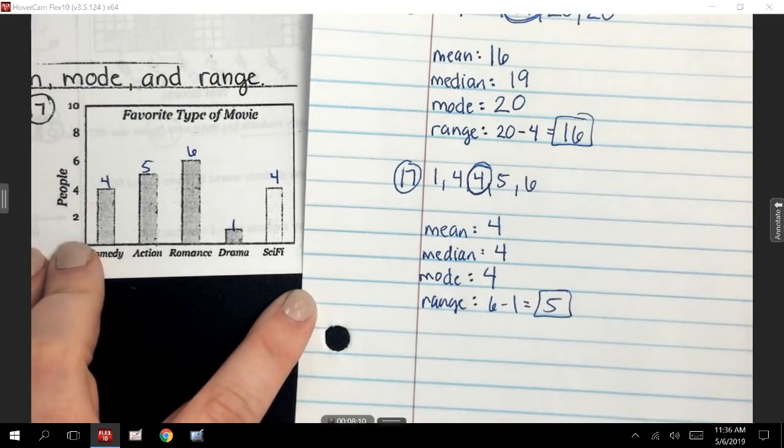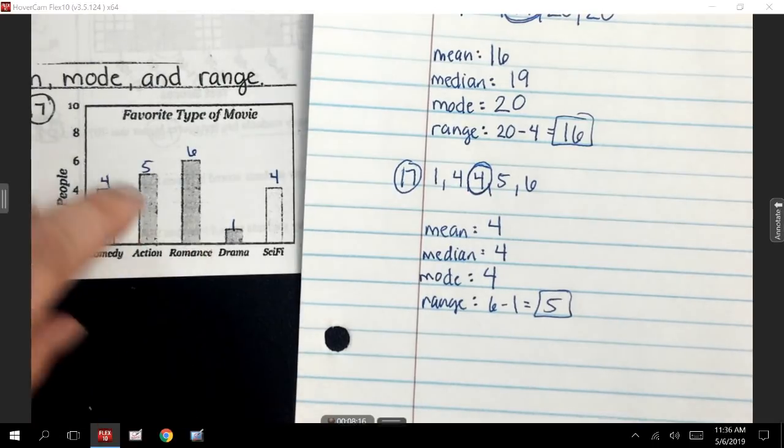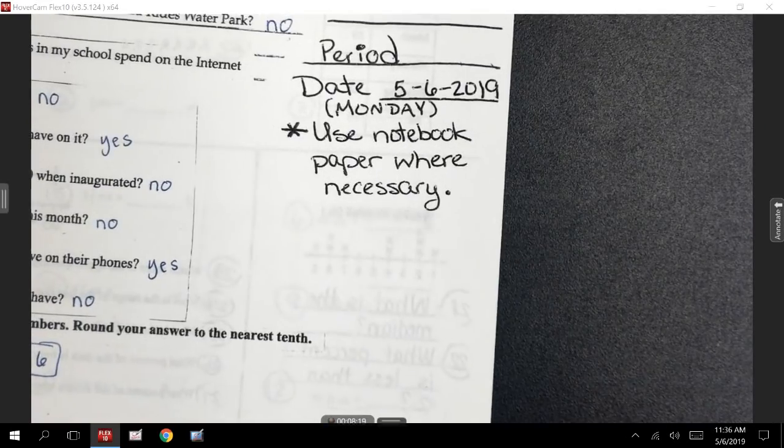What if nothing repeated? What would I put for the mode if nothing repeated? Maggie? No mode. And you will see that, I think, on one on your 9 weeks test, okay? All right, so I'm going to flip it over directly onto the back here.